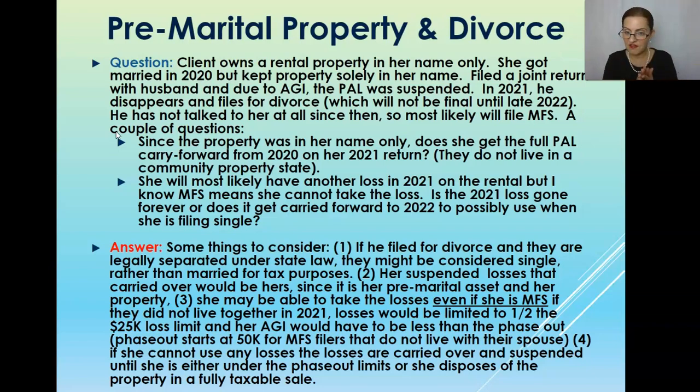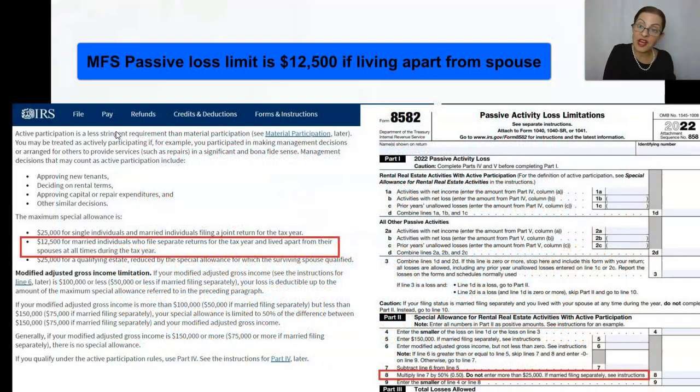So if she's MFS and she lived apart from her spouse, then you get half of that 25K loss limit, and you also get half of the AGI limit, which is 50,000. And I have an extended example in the crossover videos folder that covers rental and royalty income. Okay, so I'm not going to go over another example in this webinar because this is a bonus video.